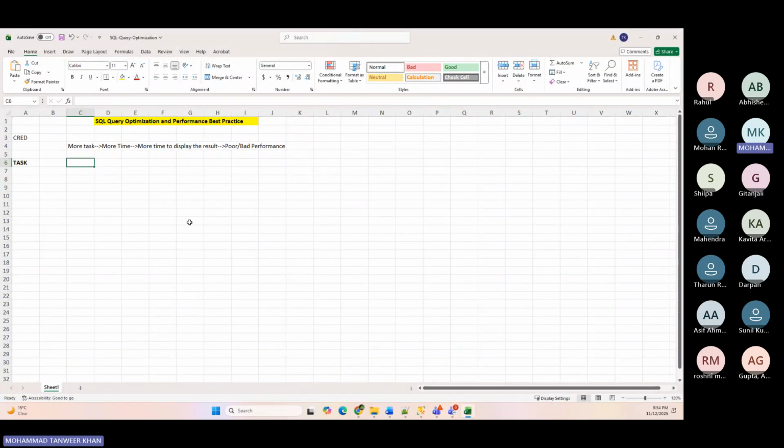Whenever we design any database, we go for that ER diagram. You might have heard of the entity relationship diagram, right? We design it, and in all those things again, we think about performance. Performance is not only the SQL queries. It starts right from the beginning.